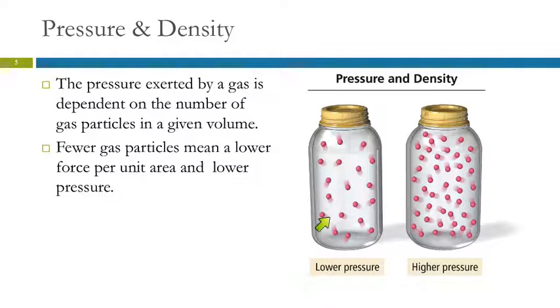Here we have what looks like two mason jars, and they both have gases in them. This gas, we see there are fewer particles in this same volume, and here there are more particles in the same volume. These particles are moving and they're going to collide with the walls. So I think it makes common sense that these particles are going to run into the walls more often. There will be a higher pressure here because of more particles of gas.